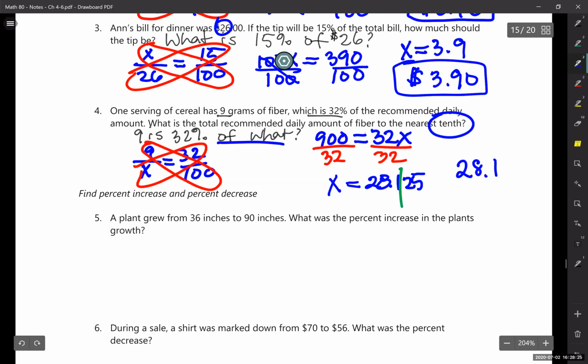And we could just say grams. You don't need to say grams of fiber. We could just say grams.